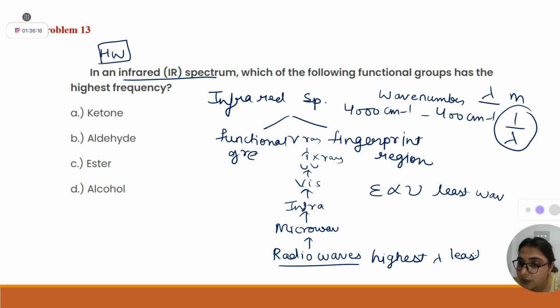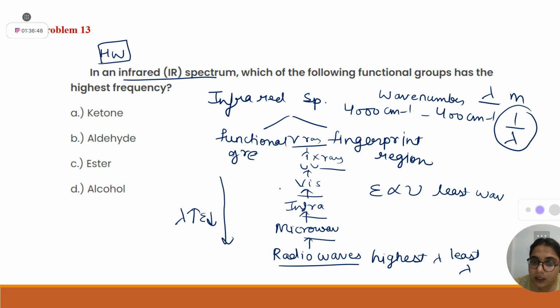Therefore, whenever you are taking your compound for NMR, it is not getting destroyed. Yes or no? Because it is using radio waves. So when you go from top to bottom, wavelength increases, energy decreases. Yes or no? Good. Your homework is, you should know which frequency range these are having.